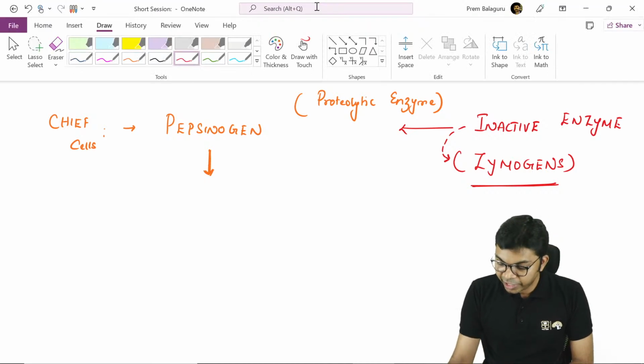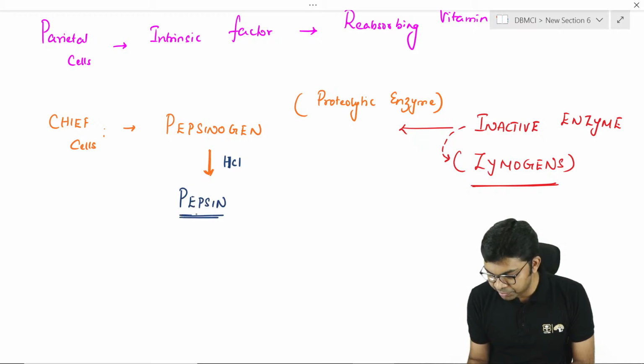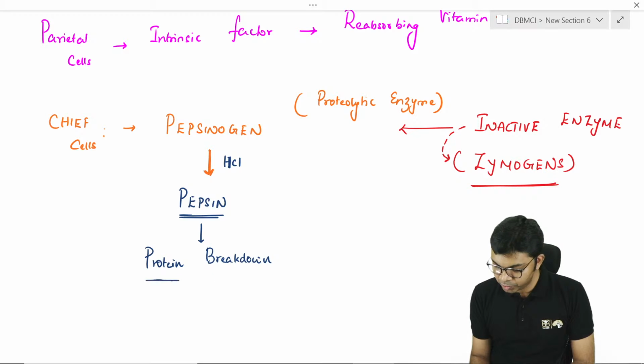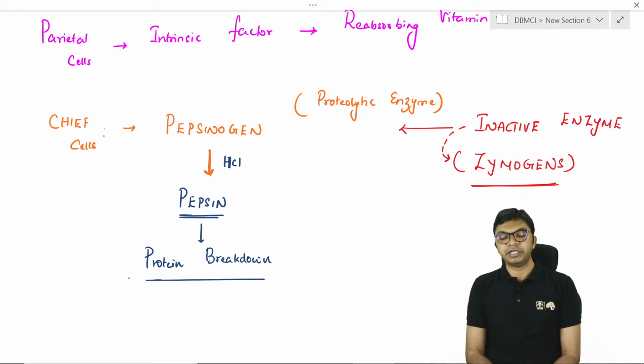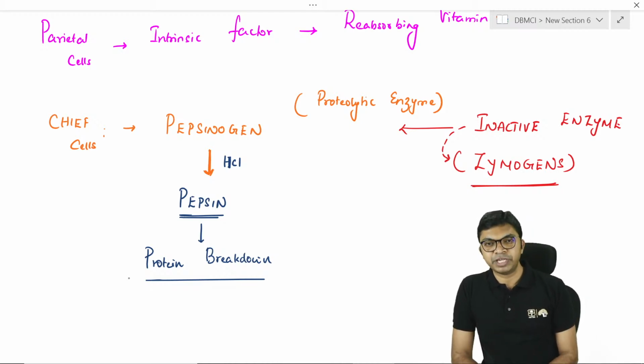In the presence of hydrochloric acid, pepsinogen gets converted to pepsin, doctors. It gets converted to the active molecule called pepsin, and pepsin is going to be involved in protein breakdown. Pepsinogen is converted to pepsin in the presence of hydrochloric acid, in the acidic pH, and pepsin is going to digest proteins in the stomach.